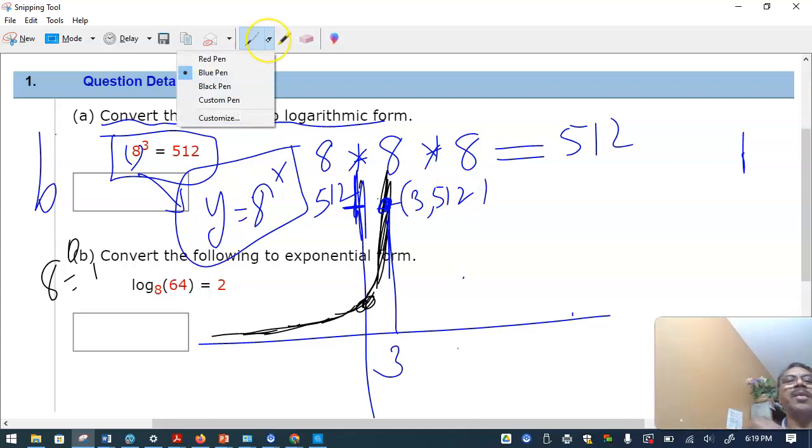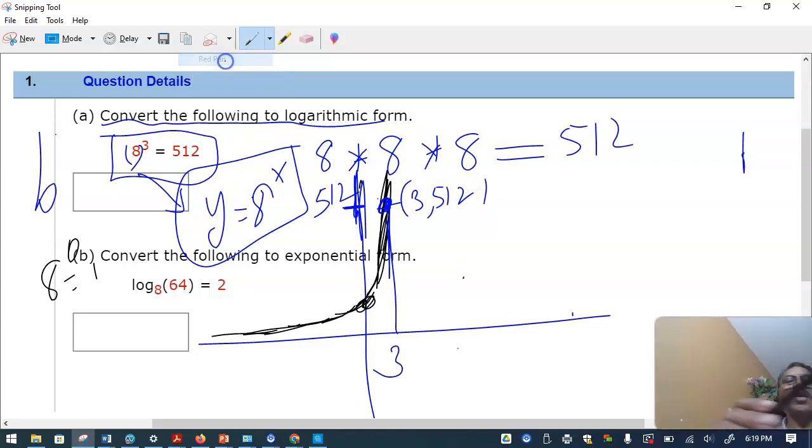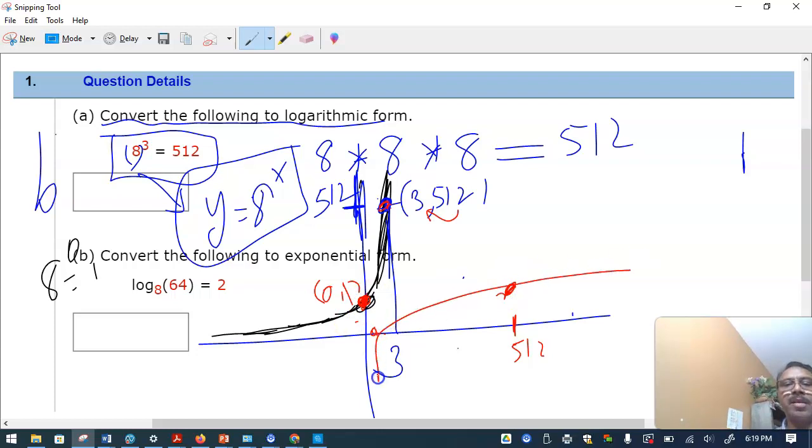So we want to write the inverse function now. How does 512 give back 3? It's like another function here. If this is 0, 1, this will be 1, 0 here. So this will be a reflection, and this 512, 3, becomes 3, 512. Now this is not perfectly drawn, but you have something like this. So there is a reflection.